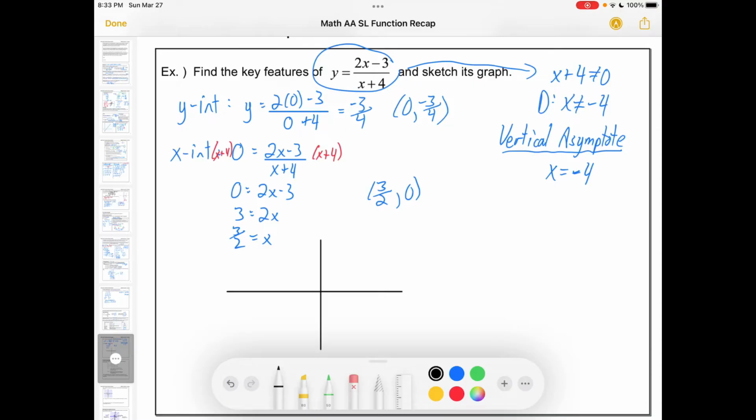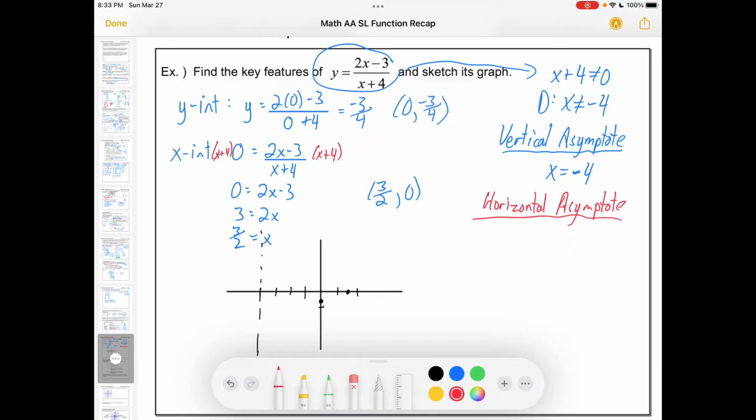We could even start to sketch at this point. So at x equals -4, there's a vertical asymptote. There is a y-intercept at -3/4. There's an x-intercept at 3/2, or 1.5. The last piece of the puzzle is going to be finding the horizontal asymptote.